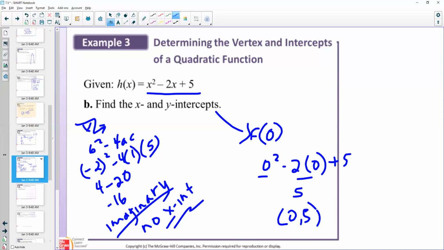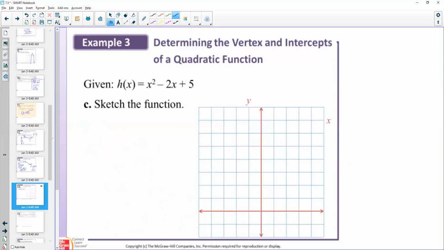Okay. So then we have to graph this. Well, we know the vertex is at (1, 4). Over 1, up 1, 2, 3, 4. I know that it's got to face up because this x squared is positive. I know that it's got a y-intercept at (0, 5). Oh, look at that.